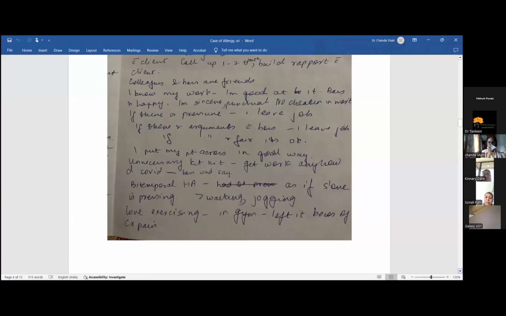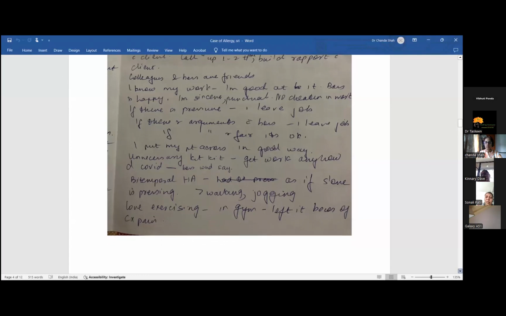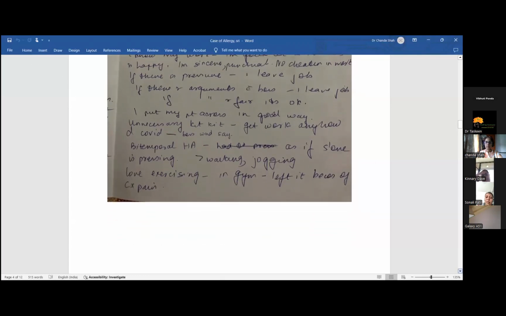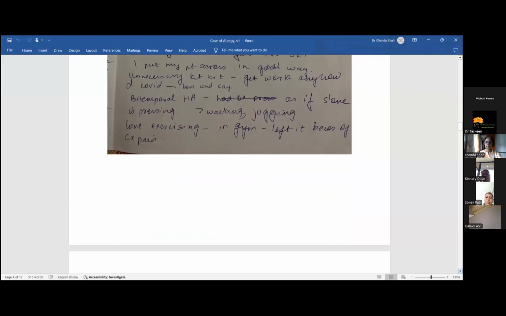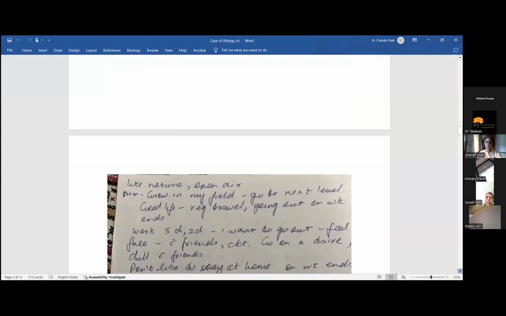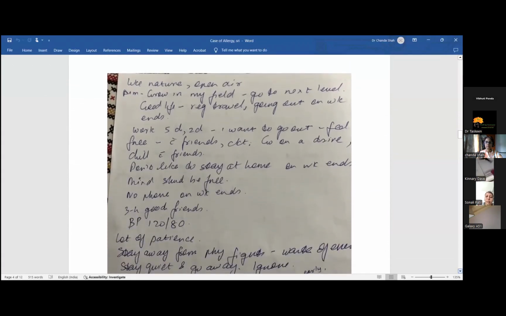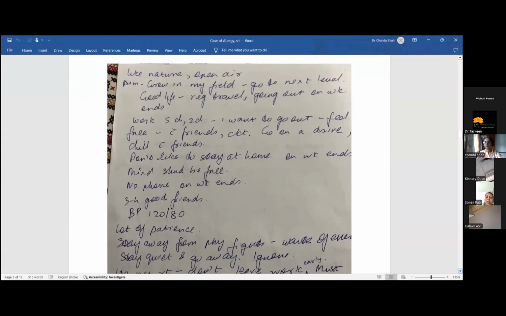During COVID, because of the pressure of the boss, I got a bitemporal headache, as if someone is pressing, which got better when I would walk and jog. I love exercising in the gym. Left it because of my cervical pain. I also like nature and being in open air.